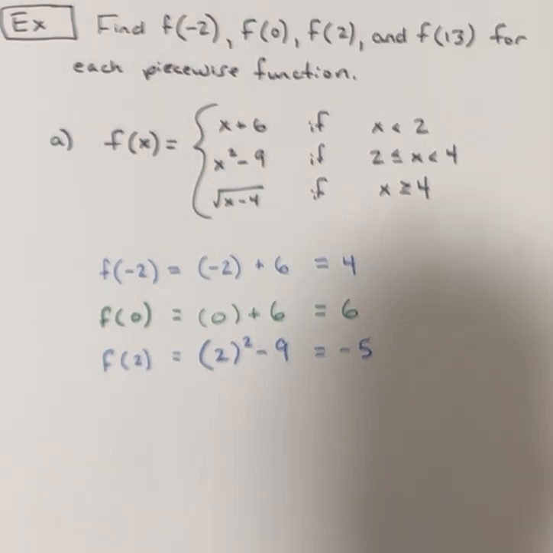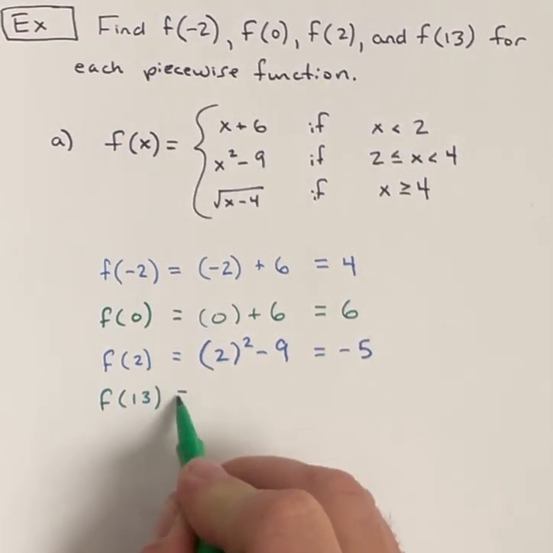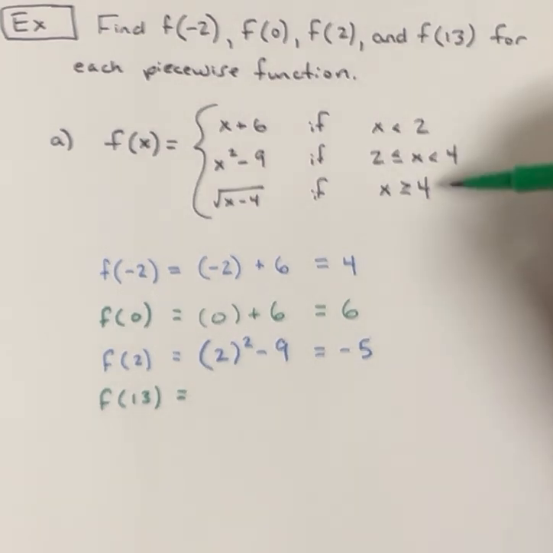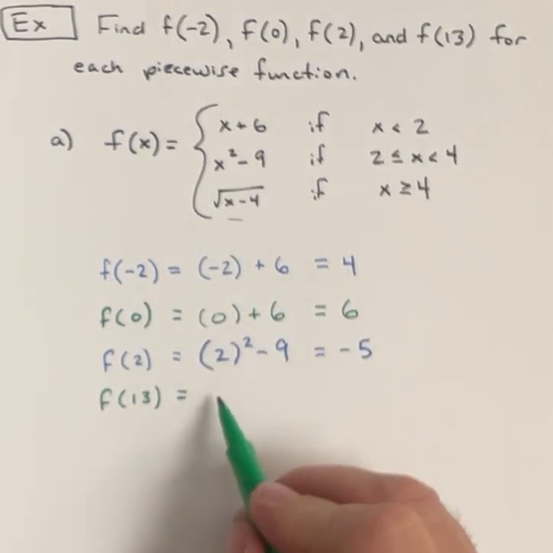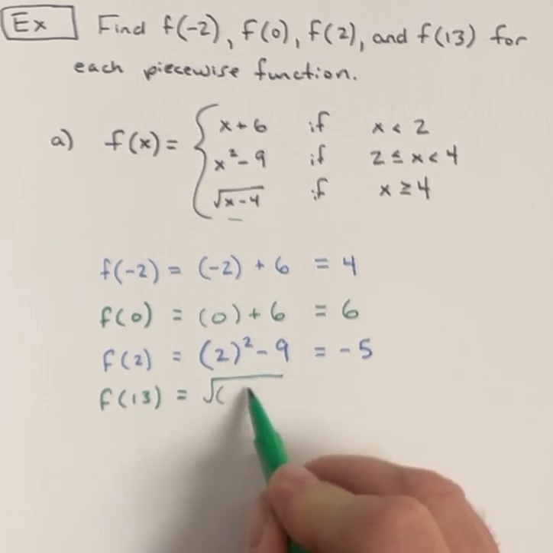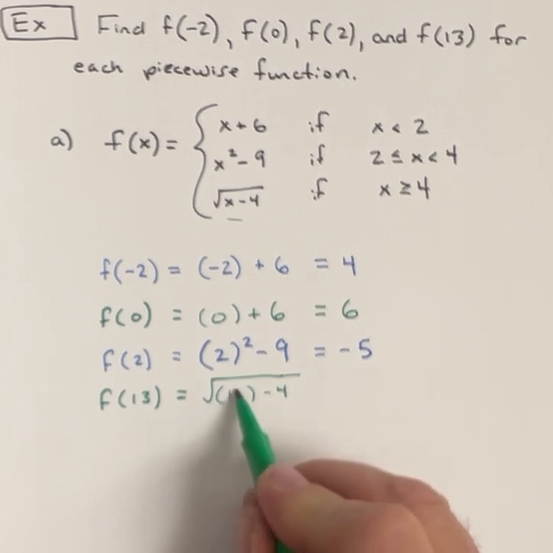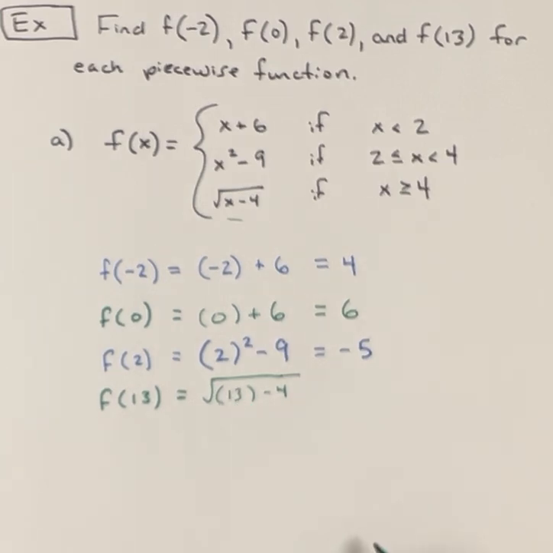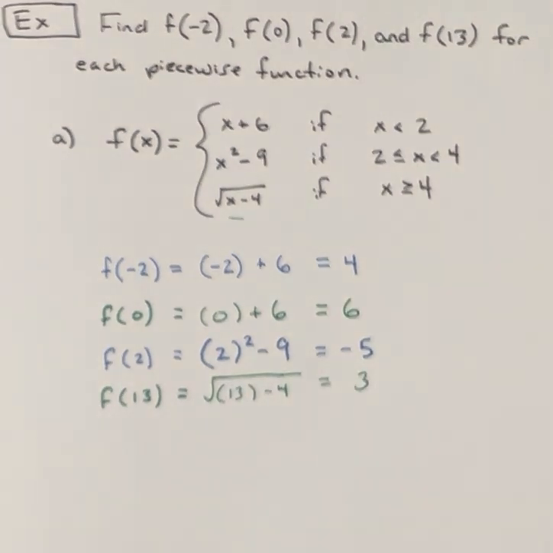The last one is f of 13. We're supposed to calculate f of 13. I need to see where 13 fits in with these constraints. 13 is bigger than 4, so we'll be plugging 13 into this bottom equation. That bottom equation is the square root of x minus 4. And we want to plug 13 in for that x. So we want to evaluate the square root of 13 minus 4. 13 minus 4 is 9, and the square root of 9 is 3. So that is our final answer for that one.